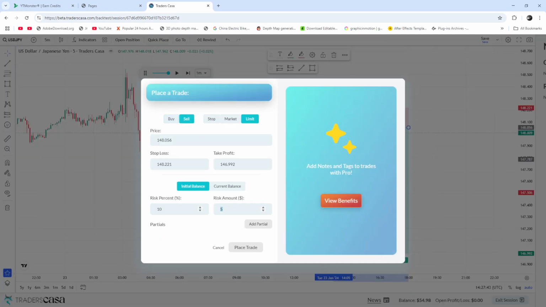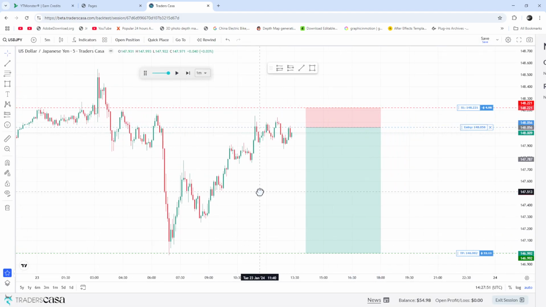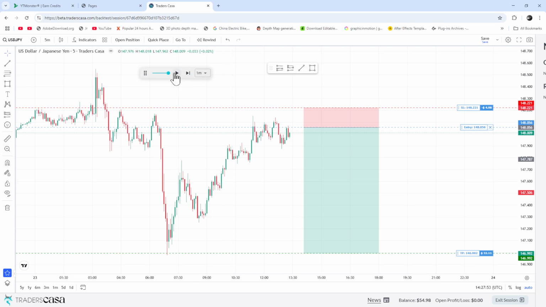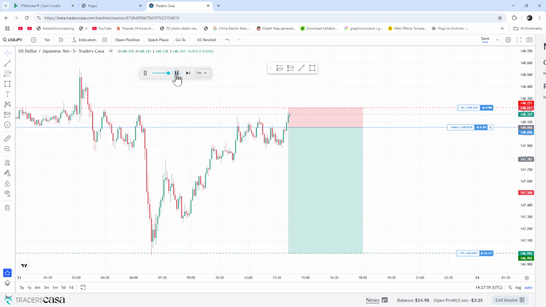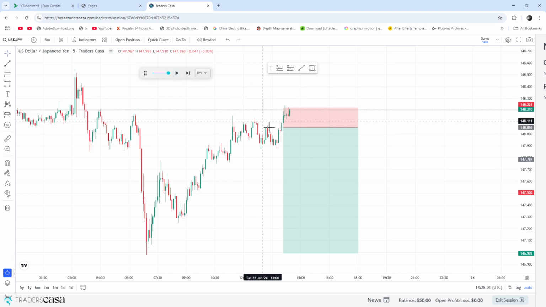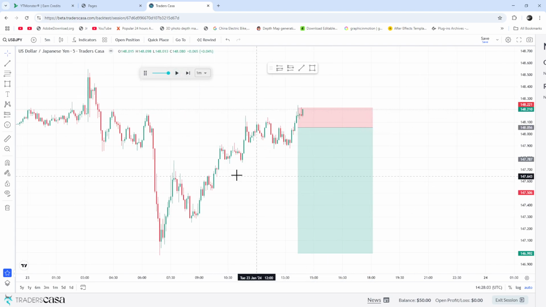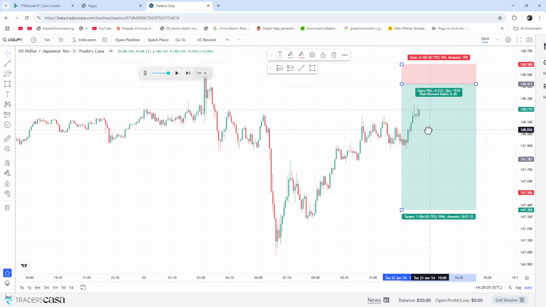I want to risk that 4.98. Yeah, let me see if this will ever work. And I think we are just stopped out. No, yes, and we are stopped out. So I want to re-enter again if the market reach this area here.